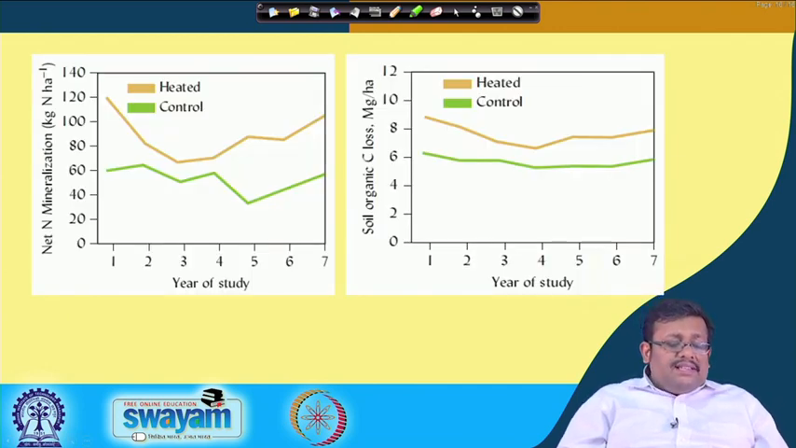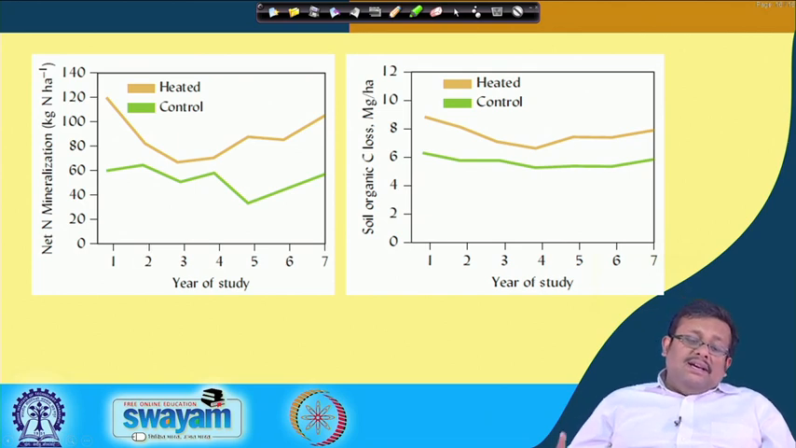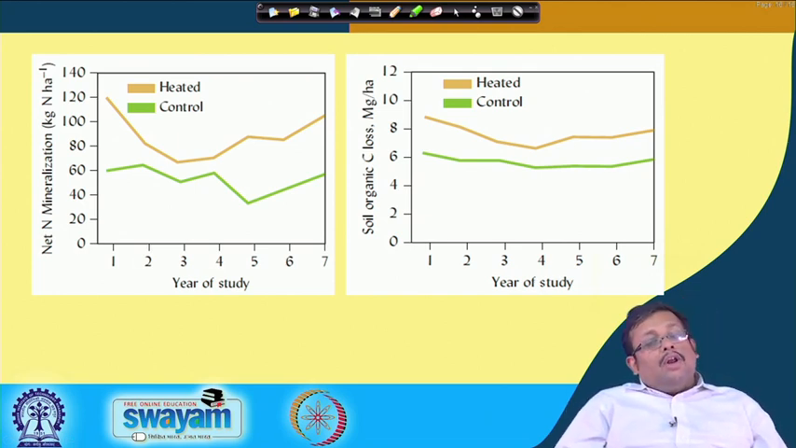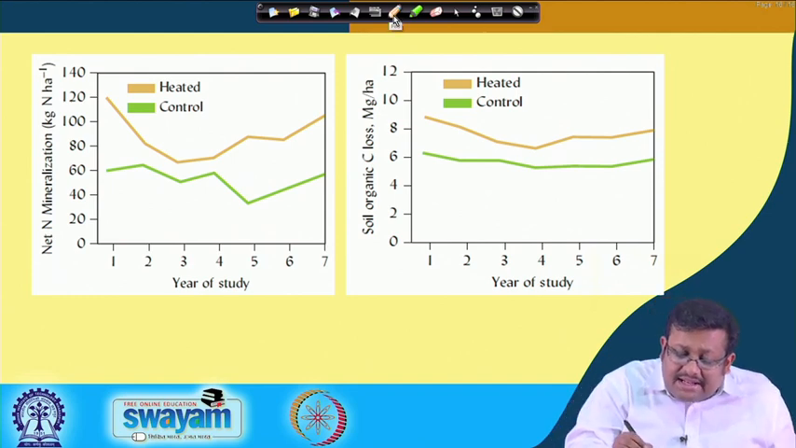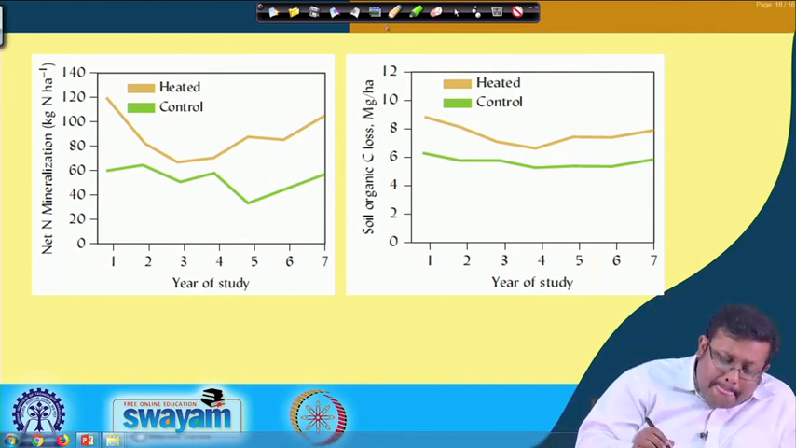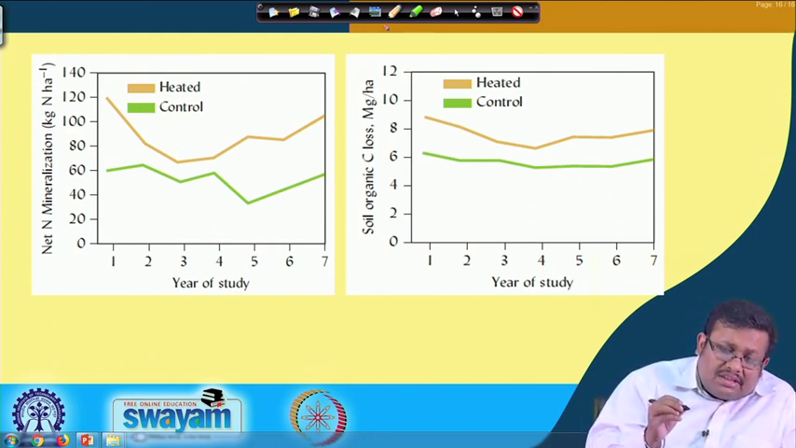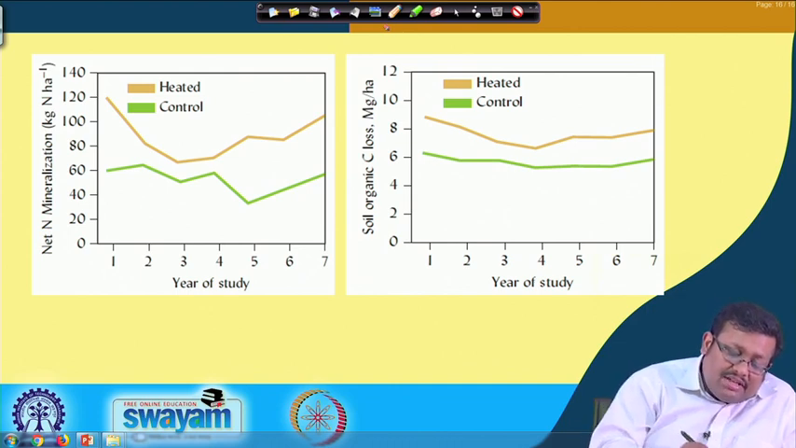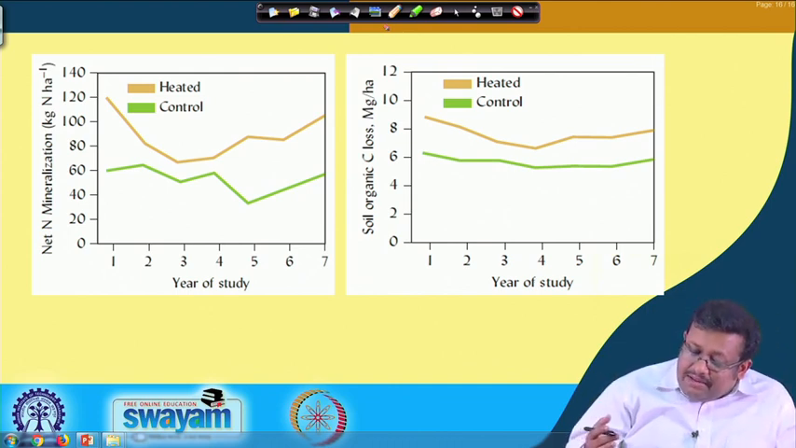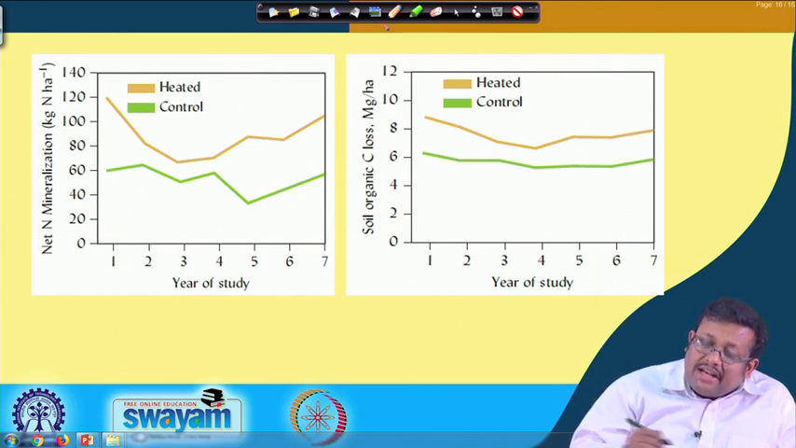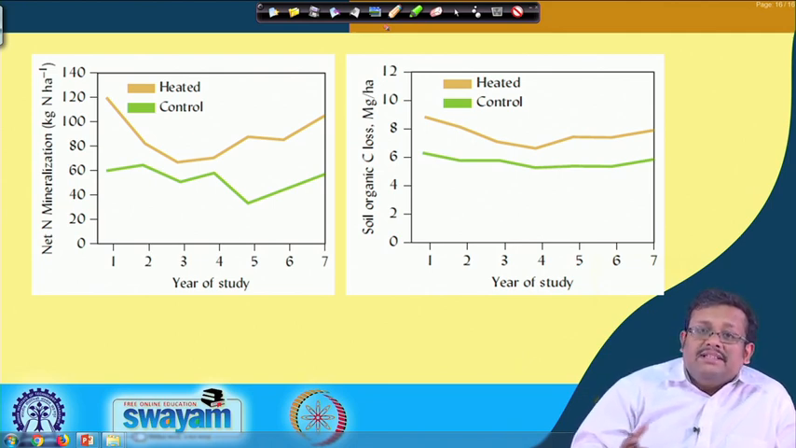Now you will see the effect of temperature on net nitrogen mineralization and soil organic carbon losses. If you look at this slide, it is clear that at any given point of time, the higher the temperature, the higher the net nitrogen mineralization rate. The same is true for soil organic carbon loss. That is how soil temperature affects not only the nitrogen dynamics, but also the carbon dynamics in the soil, as well as their movement from soil to atmosphere.